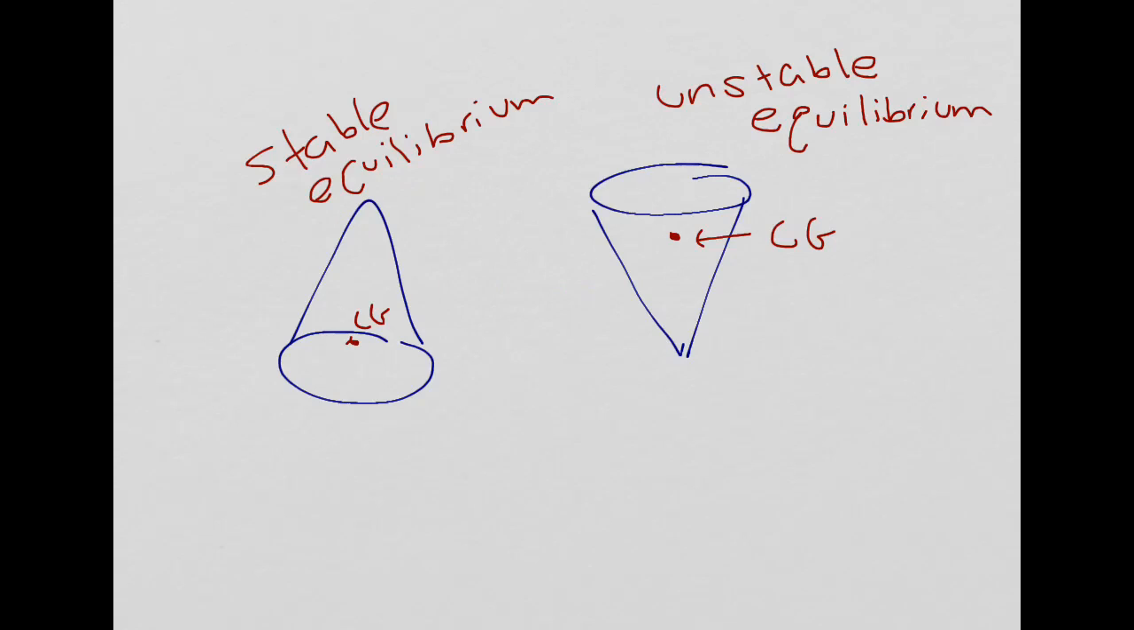So here's a quick example to show you the differences between the two. So we see in this first example where the cone is on its base, this is in stable equilibrium because the center of gravity is as low as it can possibly be. Okay. In the second example, with unstable equilibrium, the cone is now inverted and is balancing on its tip. The center of gravity is higher in this case, so this is an unstable equilibrium.